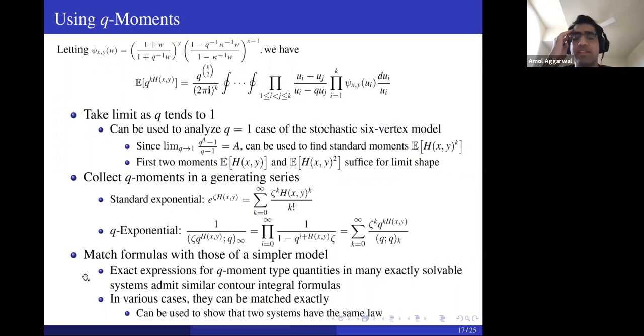So this bullet point was what I was saying. These exact expressions, these Q moment type quantities, admit very similar sorts of contour-integral expressions, and in many cases they can be matched exactly, and that can be used to show that the probability distributions themselves match. So you can use this to say that the law of the stochastic 6 vertex model is equal to the law of some other object, and I can try to compute that with some other technology. Okay, so these are the sorts of things you do once you have moments of this type.